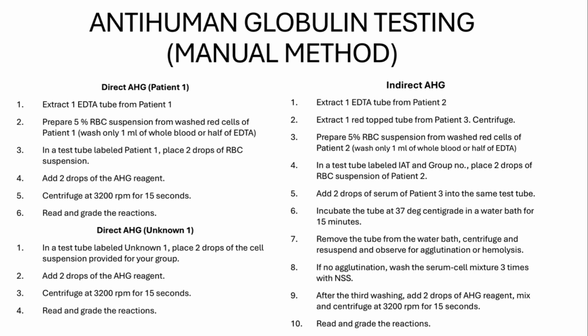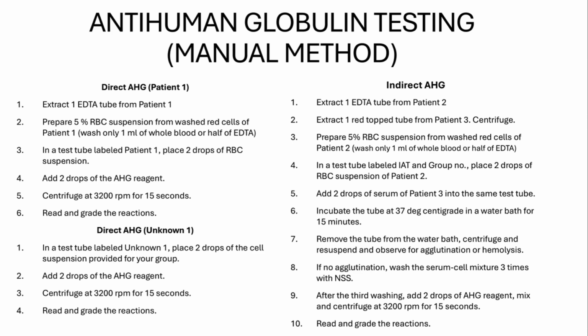And then how about your indirect AHG? You will extract one EDTA tube from patient 2, and one red top tube from patient 3. Then from your EDTA, you need to prepare a 5% RBC suspension from washed red cells of patient 2. Wash only 1 ml of your whole blood or half EDTA, and then in a test tube labeled IAT and group number, place 2 drops of the RBC suspension of patient 2. Then add 2 drops of serum of patient 3 into the same test tube. Incubate the tube at 37 degrees centigrade in a water bath for 15 minutes.